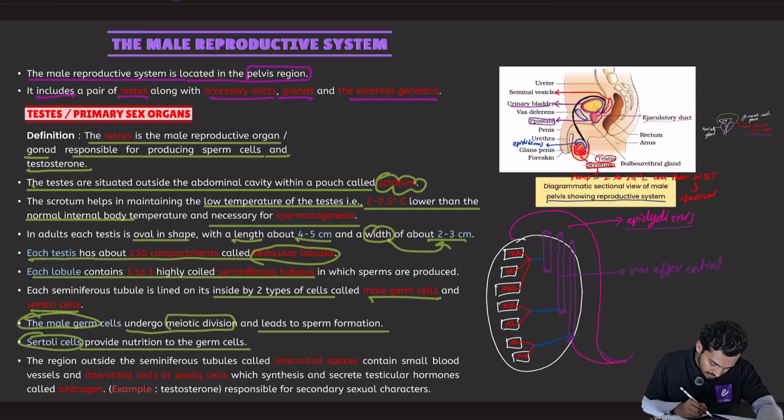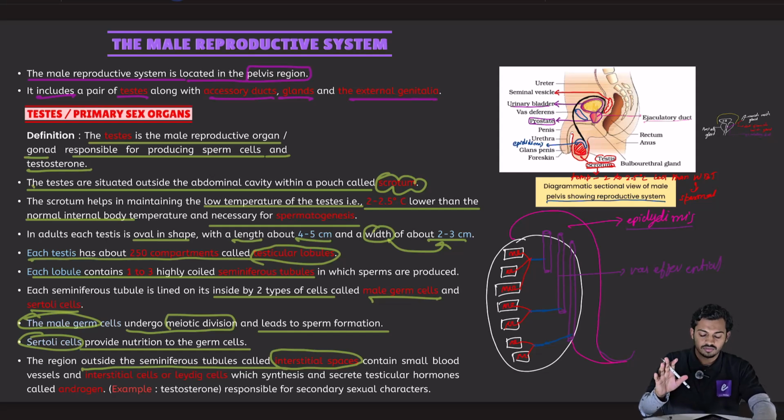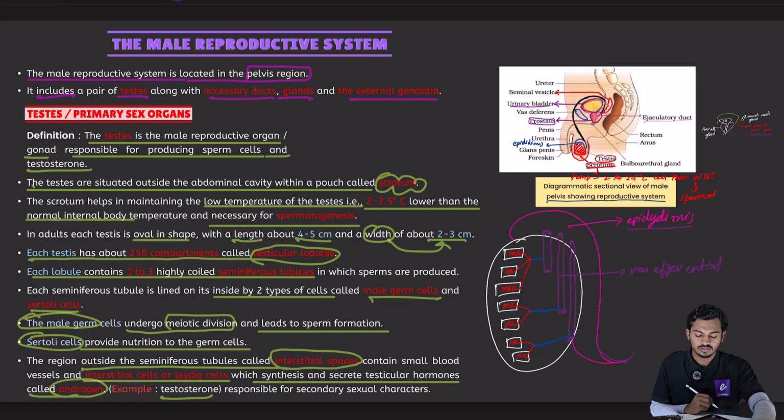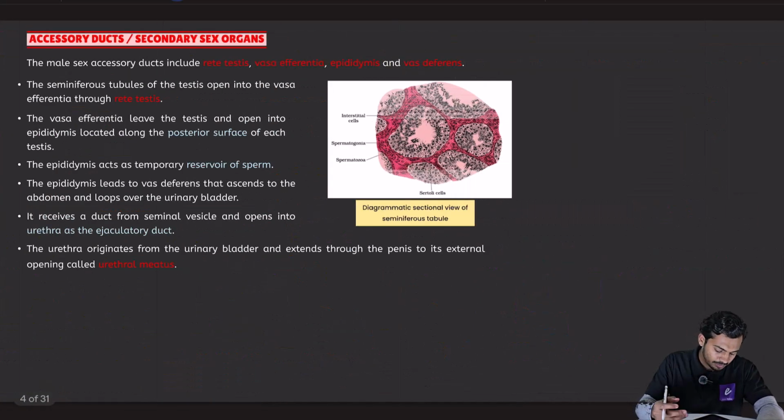और हमने ये भी पढ़ा, the region outside seminiferous tubules is called as interstitial space. So seminiferous tubules के जो बाहर वाली जो space है उसको interstitial space कहते हैं. और इसके अंदर क्या होता है? It has interstitial cells or Leydig cells. और ये क्या करते हैं? They secrete male testicular hormones called as androgens. Example, testosterone. Understood? तो हमने इस diagram में जो पढ़ा है और भी हम आगे पढ़ेंगे.